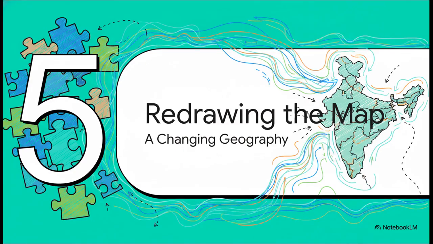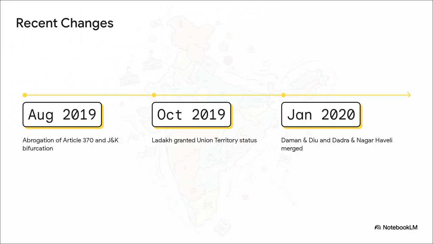Section 5. Redrawing the map. Geography is a living, changing entity. Let's move on and see how this builds. You know, it's so easy to look at a map and think of it as a permanent document, but in a dynamic democracy like India, borders shift. Actually, over just a few months recently, the map was significantly transformed.